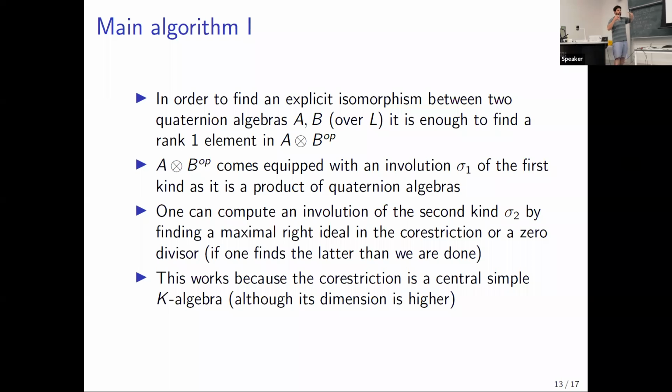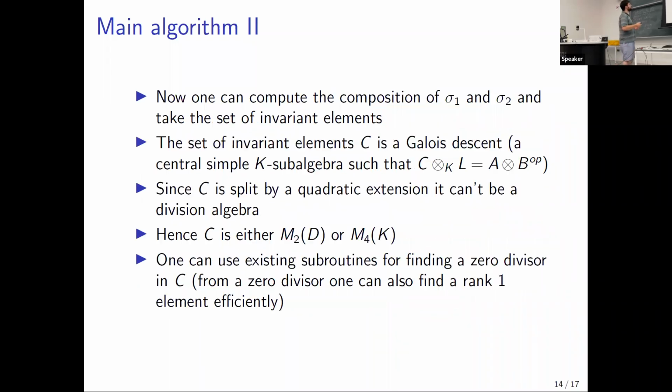And you can do that because this Corestriction is an object over the smaller field. Okay, so you have an involution of the first kind and an involution of the second kind. What you do is compose them. An involution reverses multiplication, but if you take two involutions, they reverse multiplication twice, so the composition is going to be a K-algebra map, it keeps multiplication, hence you can take invariant elements under that. And the invariants are now actually a Galois descent here, meaning they will be a central simple K-subalgebra C, such that if you tensor with L, you get back the big thing.